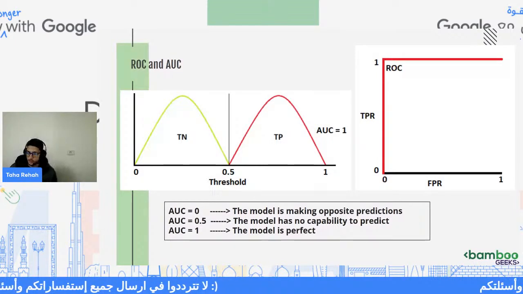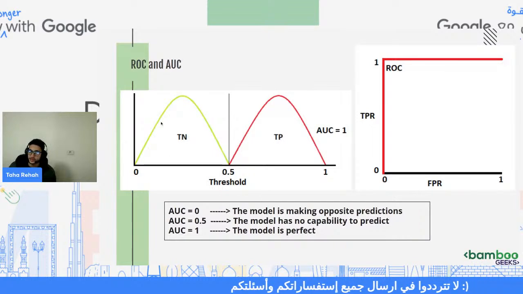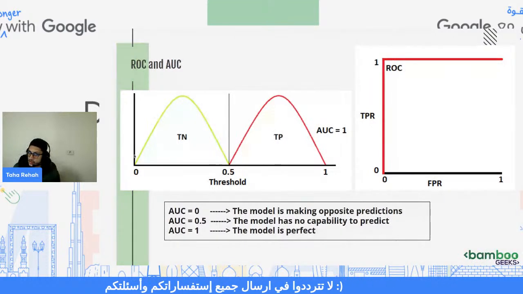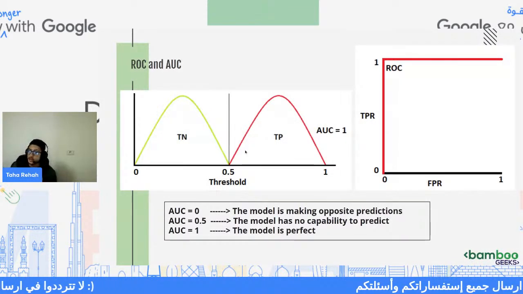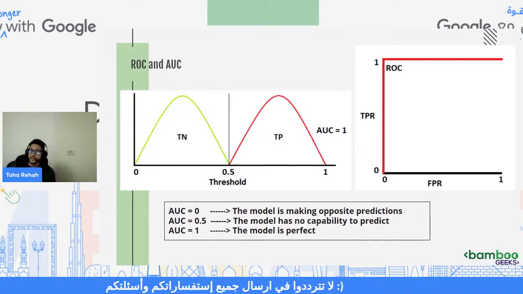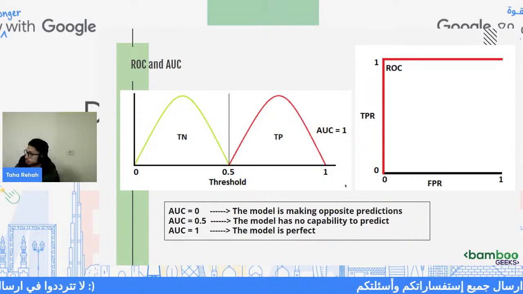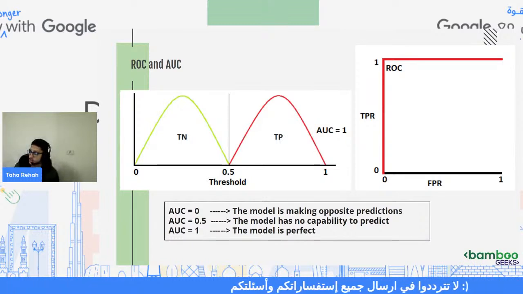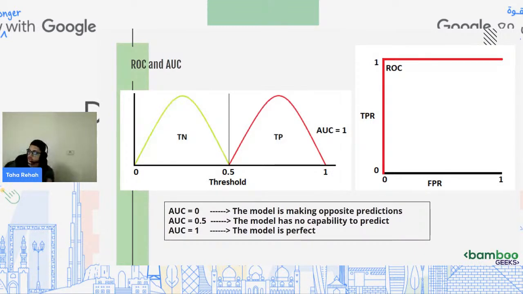When AUC equals 0, you can see here that the green curve of true negatives needs to be on the right and the red curve needs to be on the left, but they are switched because the AUC equals 0. And when the AUC equals 1, which is the case here, the model is perfect: it predicts negatives as negatives and positives as positives, which is good. This is the case where AUC equals 1, which you can see on the screen.